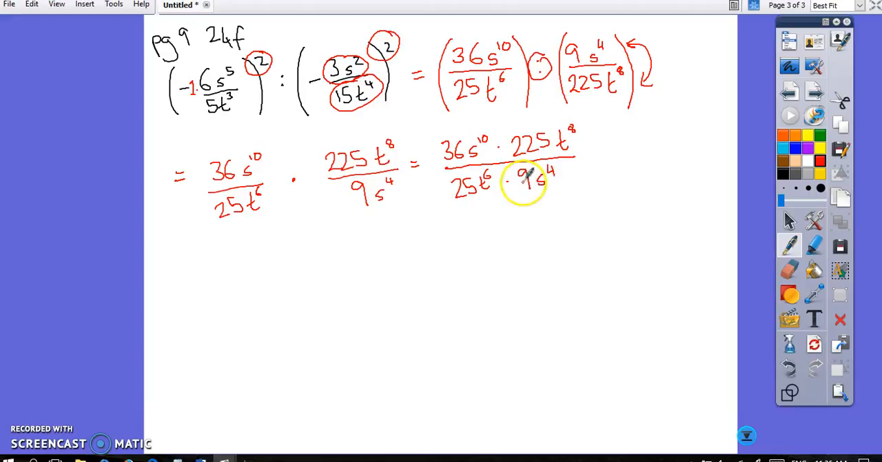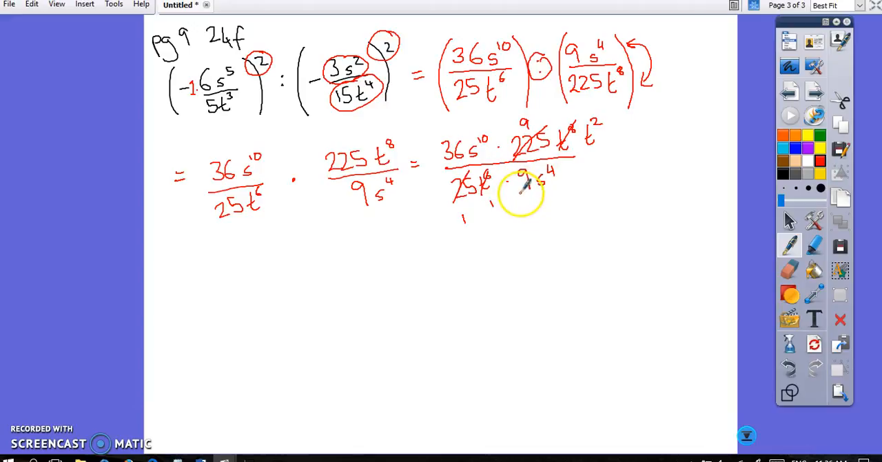Then I can cancel. So 25 goes into itself once, and it goes into 225 9 times. Handily enough. And t to the 6 goes into itself once, and we can cancel 6 t's from this t to the 8. If you imagine this written out as t multiplied by itself 8 times, and this is t multiplied out by itself 6 times, then here we're left with t squared.